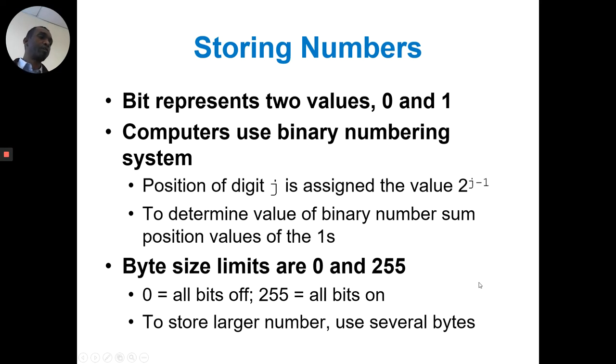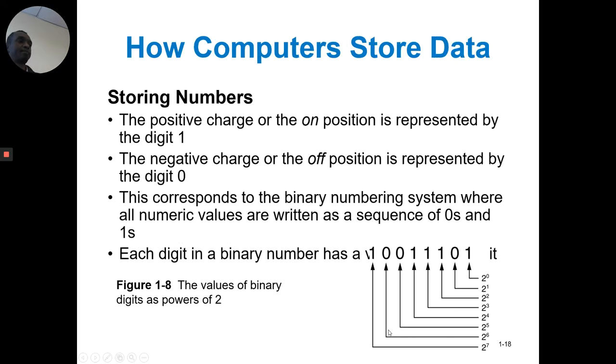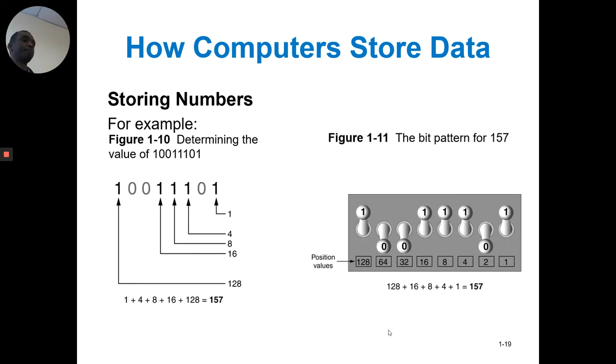0 equals all bits off, 255 all bits on. To store a larger number, use several bytes. So how do computers store data? Storing numbers: the positive charge or the on position is represented by the digit 1, and the off is 0. Here's an example of what we were just talking about. You can go back to this slide later on, slide 18. Some more examples of how the numbers are read and how you can calculate.